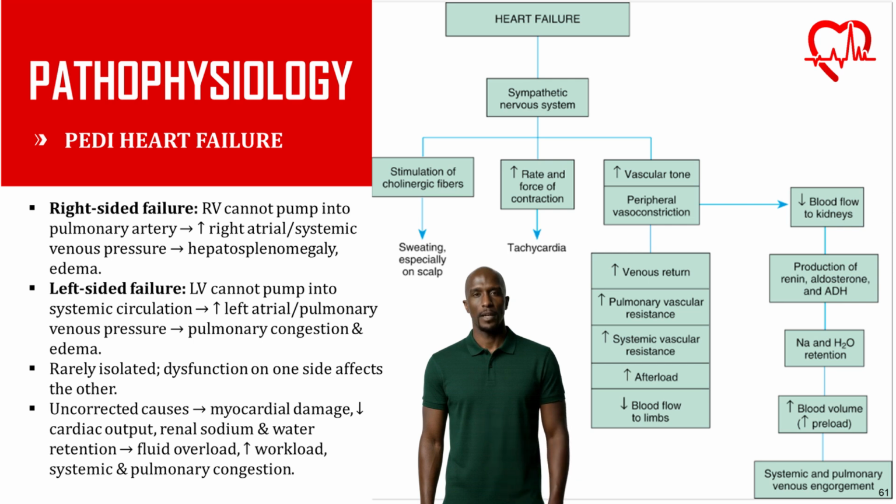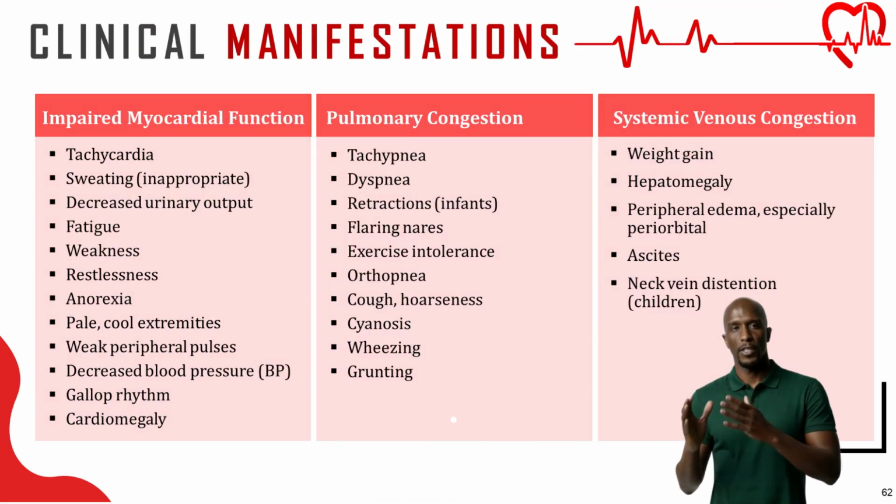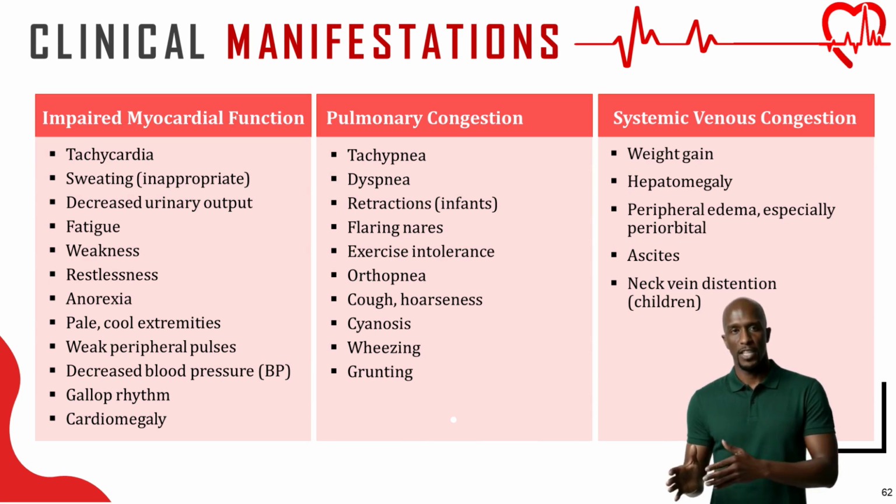Heart failure rarely occurs on just one side. When one side fails, the other is soon affected. If not corrected, this results in myocardial damage, decreased cardiac output, fluid overload, and congestion in both systemic and pulmonary systems. Children can present with symptoms in three main categories: impaired myocardial function, pulmonary congestion, and systemic venous congestion.